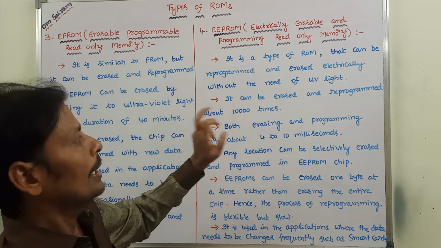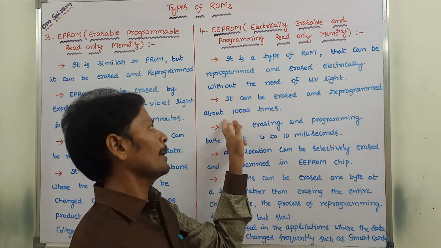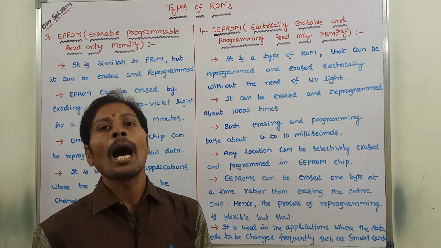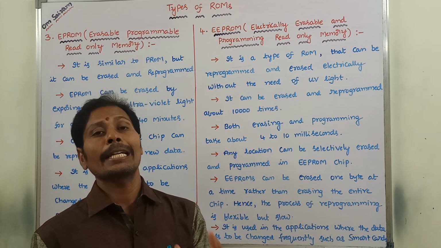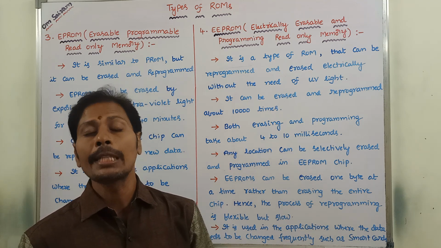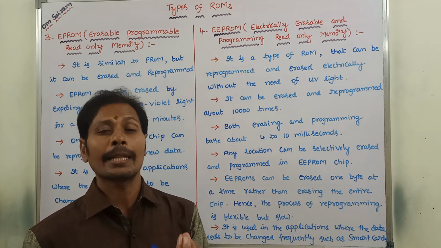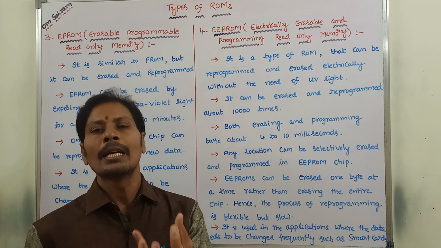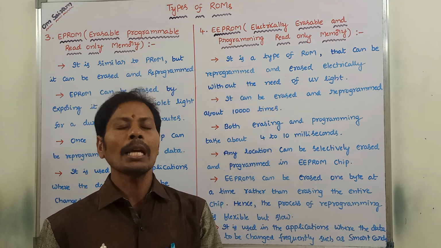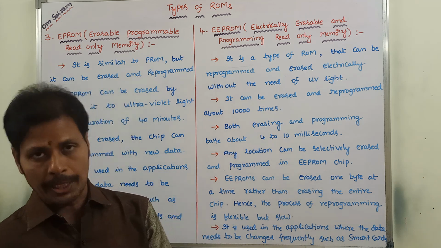Next point, it can be erased and reprogrammed about 10,000 times. That means how many times the data can be erased and reprogrammed in an EEPROM chip. That is, 10,000 times the data can be erased and reprogrammed on an EEPROM chip.